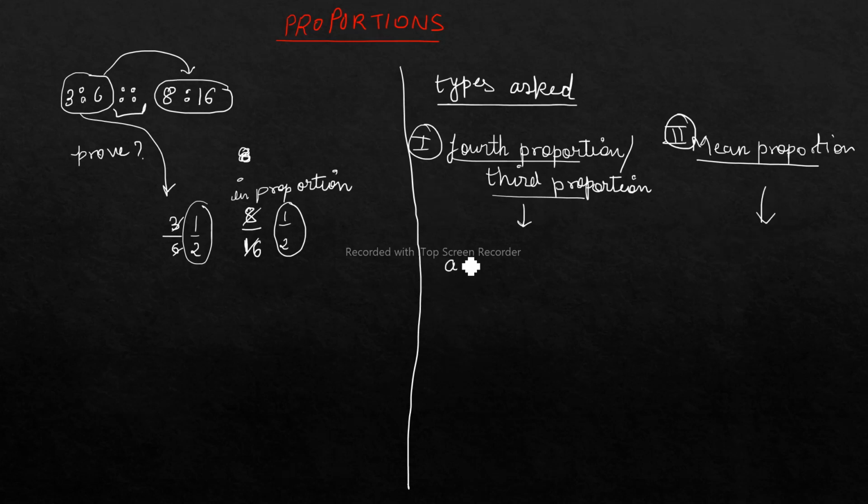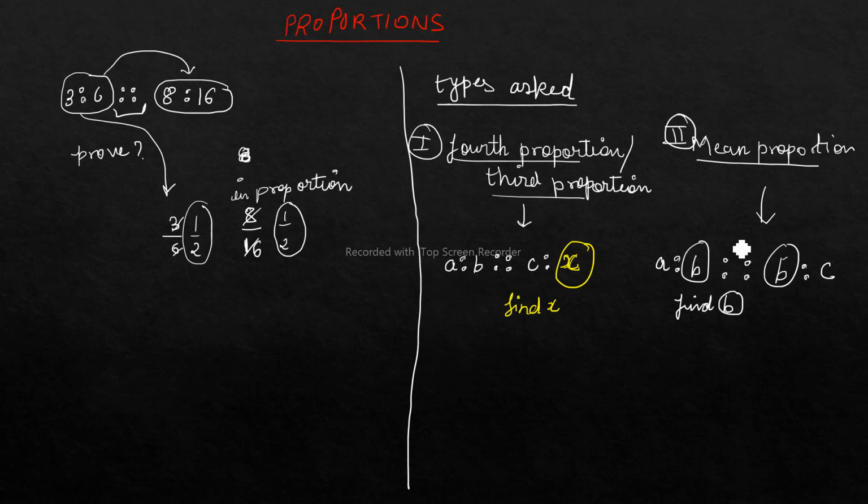If I'm writing A ratio B is in proportion with C ratio D, and I remove D and put X here and tell you to find X, this one would be the fourth proportion. Now if I give you a question where A ratio B is in proportion to B ratio C, and I ask you to find B, these are the middle proportions and they're going to be the same. These are called the mean proportion. I'll give you an example of both of them so that you'll be able to understand it in a better way.